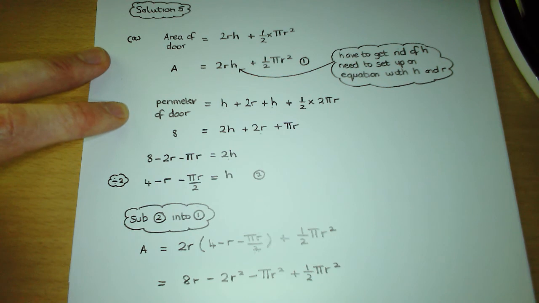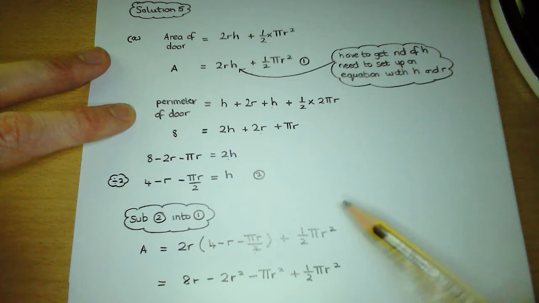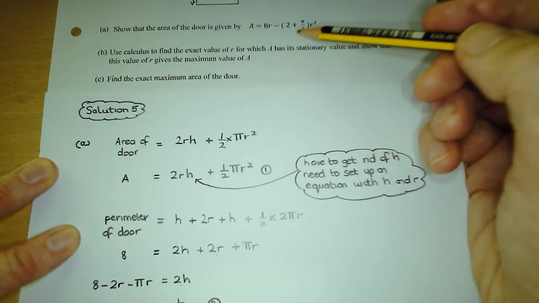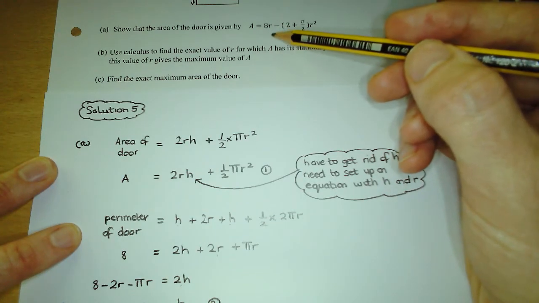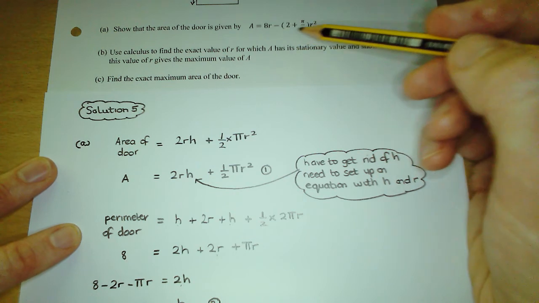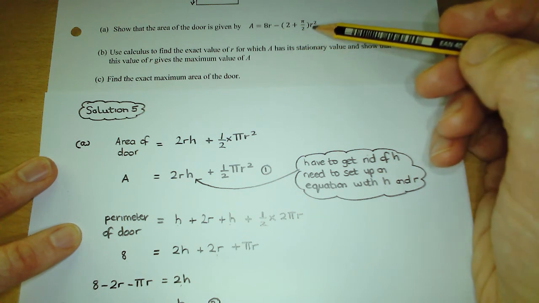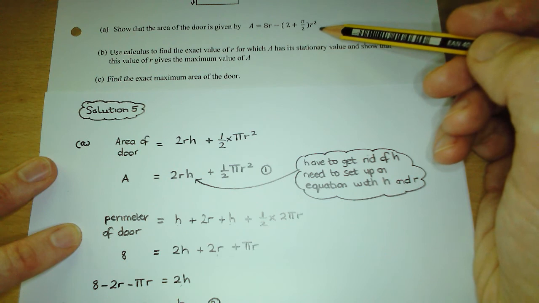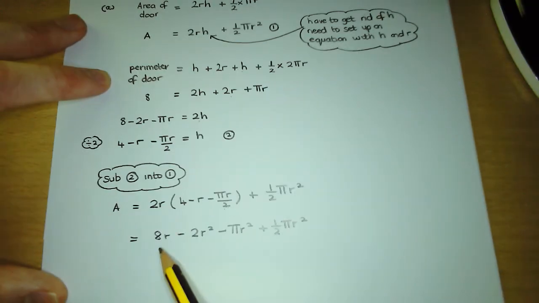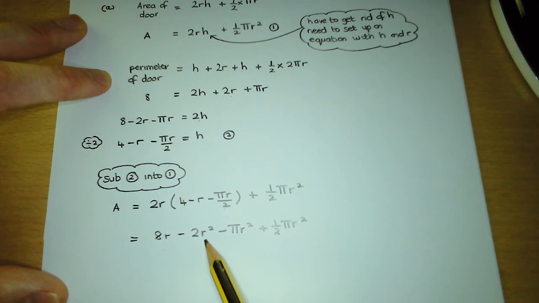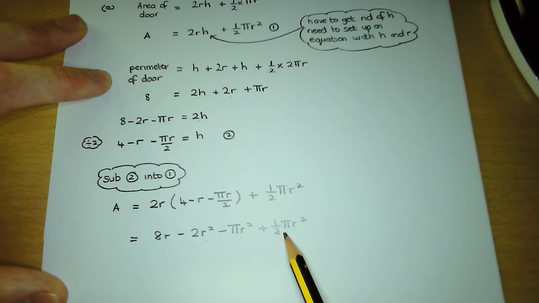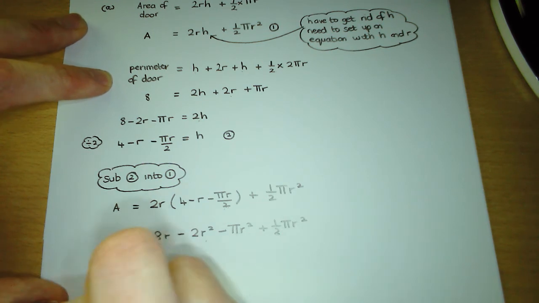Okay, so next plan. What we're going to do here is look at where we're trying to get to. We're trying to get to 8r minus, and then in brackets 2 plus pi over 2, all multiplied by r squared. The good news is we've already got 8r. We've got minus 2r squared. These are like terms, so minus pi r squared plus a half pi r squared is going to be minus a half pi r squared.